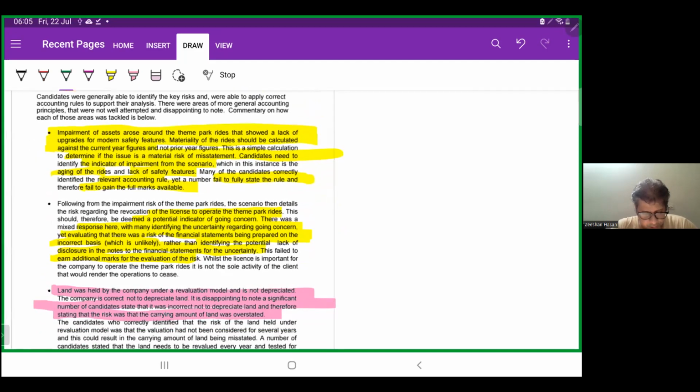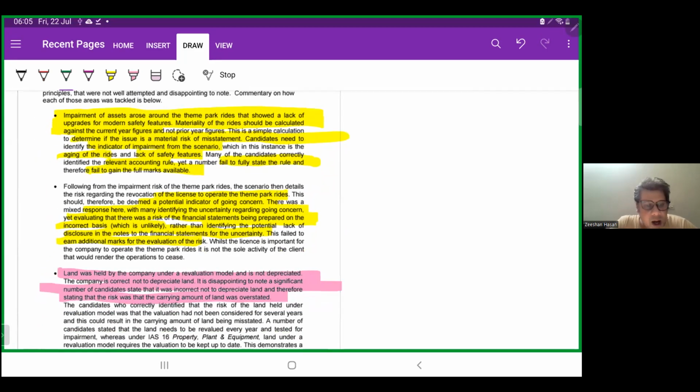Next, following from the impairment risk of the theme park rides, the scenario then details the risk regarding the revocation of the license to operate the theme park rides. This should therefore be deemed a potential indicator of going concern. There was a mixed response here, with many identifying the uncertainty regarding going concern, yet evaluating that there was a risk of the financial statements being prepared on an incorrect basis, which is unlikely, rather than identifying a potential lack of discussion in the notes to the financial statements for the uncertainty. So this failed to earn an additional mark for the evaluation of the risk.